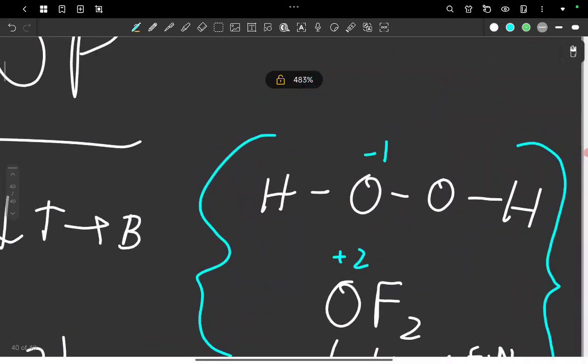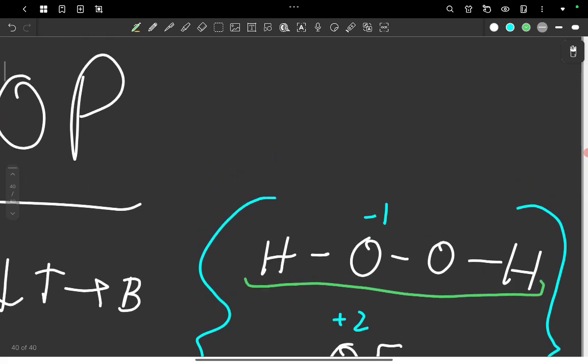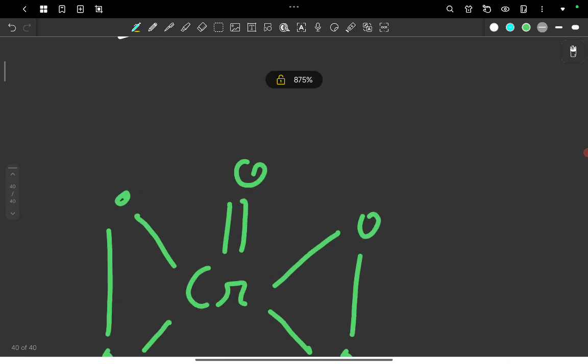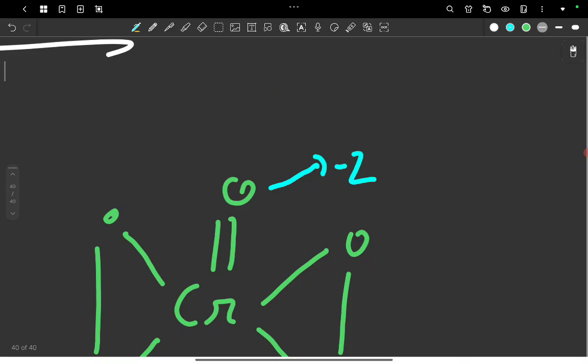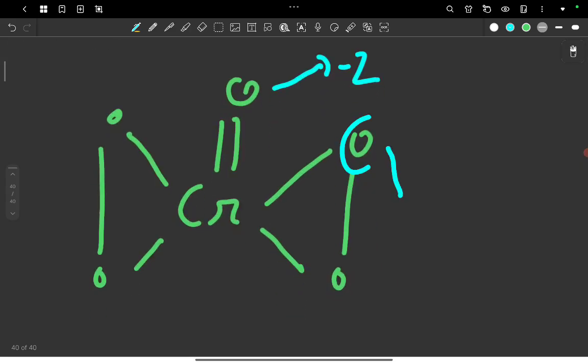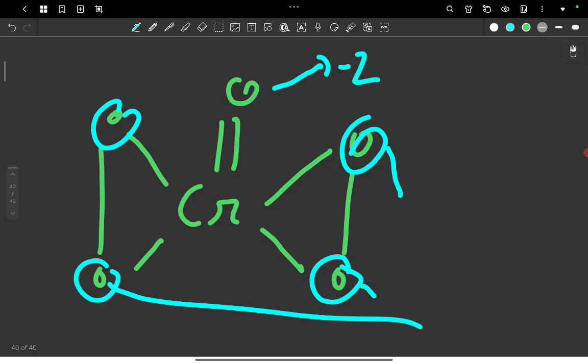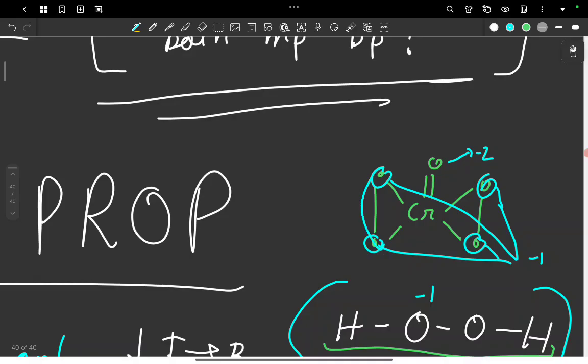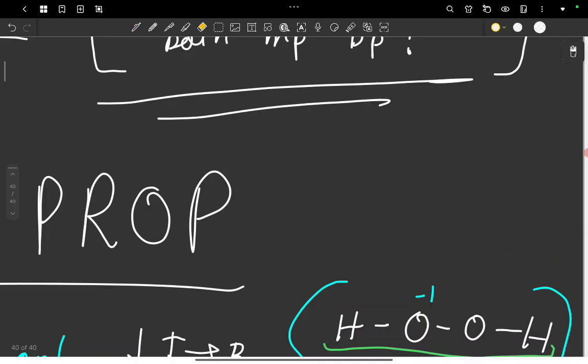And keep in mind that this -1 oxidation state is not true only for hydrogen peroxide. It is true for any compound where you can see a peroxy linkage. For example, in chromic oxide, the oxidation state of this oxygen is negative 2, sure. But for these oxygens, all of them show the oxidation state of -1 because of this peroxy linkage. So this was the explanation for oxidation states.